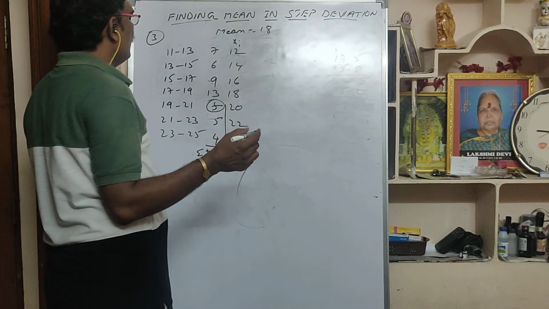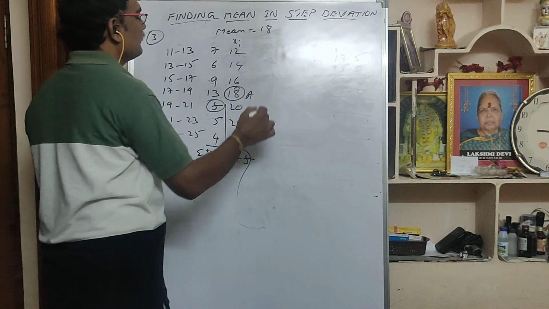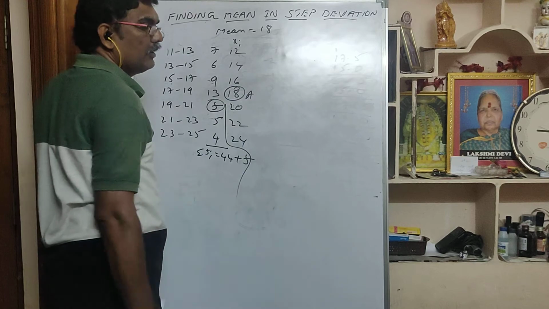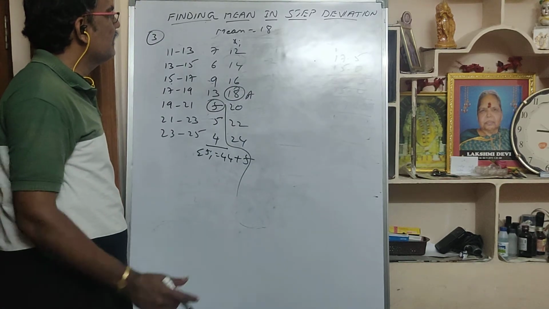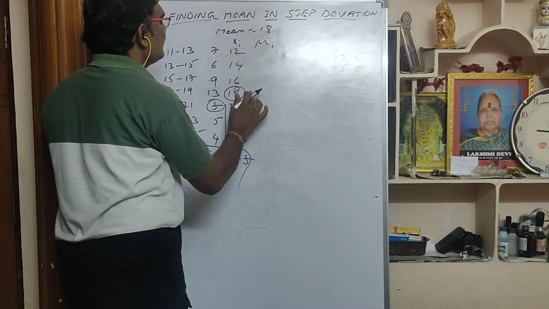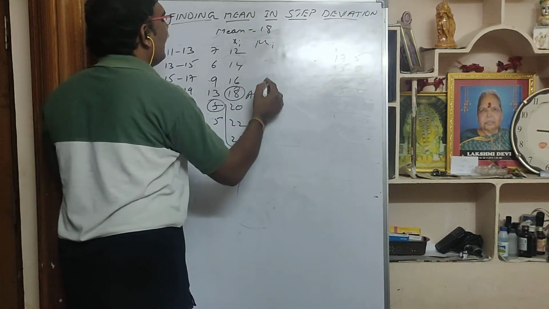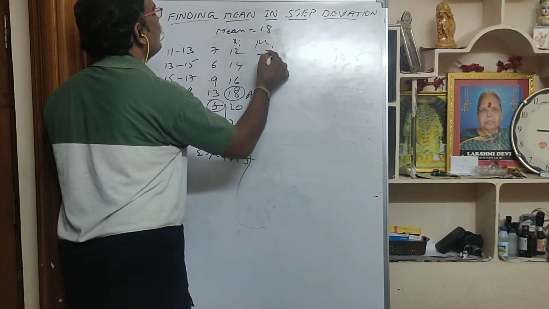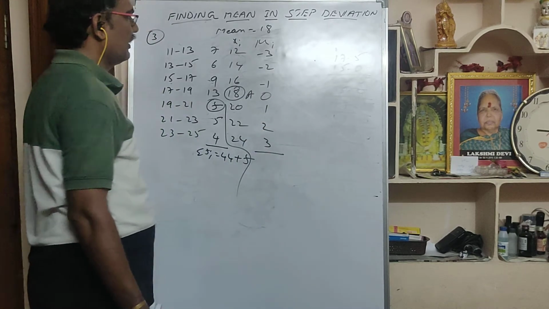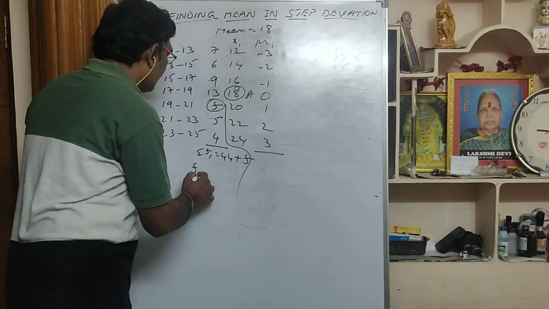And I said to take one value in xi as a. Being 18 in the middle, you took it as a. Next ui. What I said for ui: where a is there, write 0. Being an increasing order, on top you will have minus values, minus 1, minus 2, minus 3. Down you will have 1, 2, 3. ui is completed.